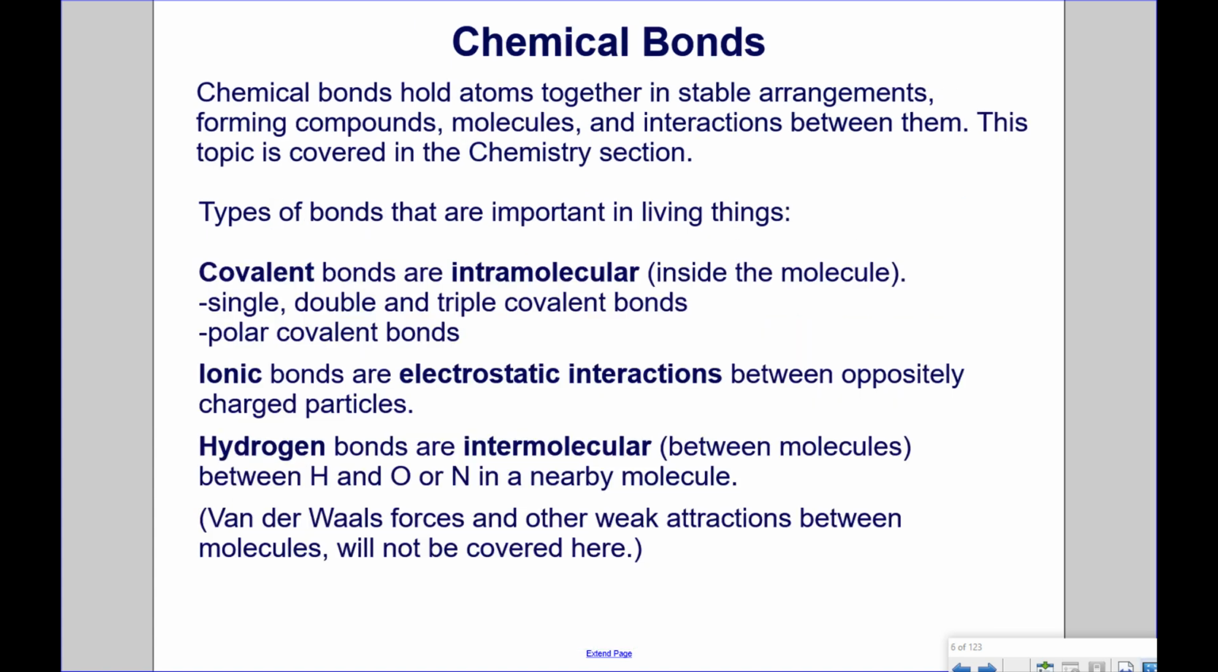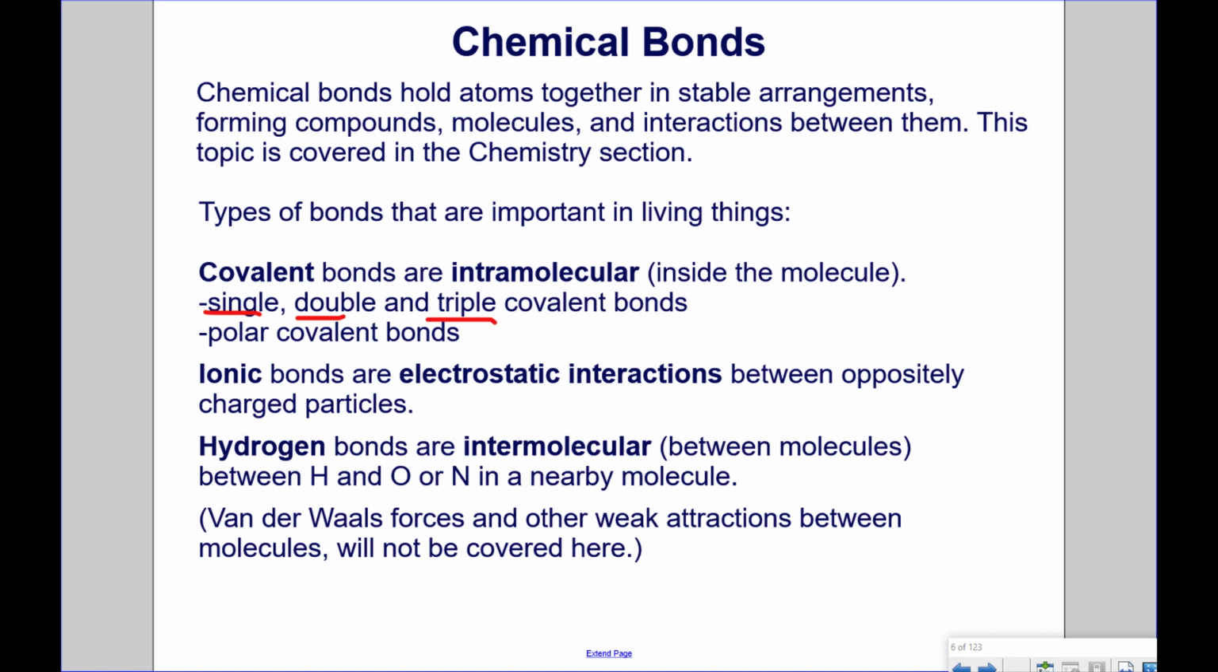Chemical bonds. Chemical bonds hold atoms together in stable arrangements, forming compounds, molecules, and interactions between them. This topic is covered in the chemistry section. Types of bonds that are important in living things include covalent bonds, which are intramolecular, inside the molecule. There are single, double, and triple covalent bonds. And there are polar covalent bonds.